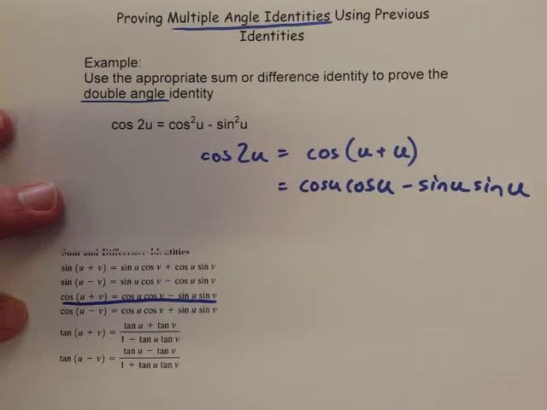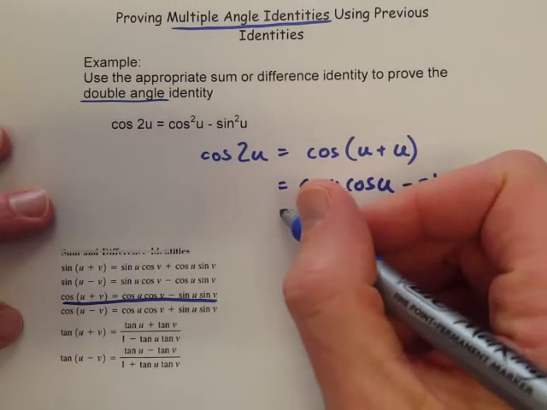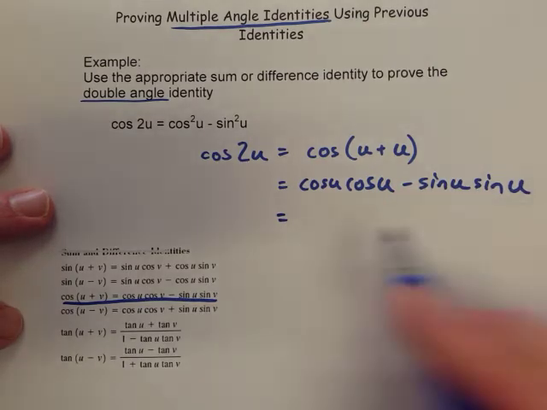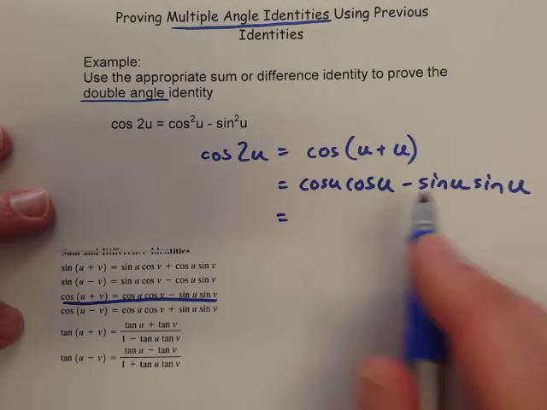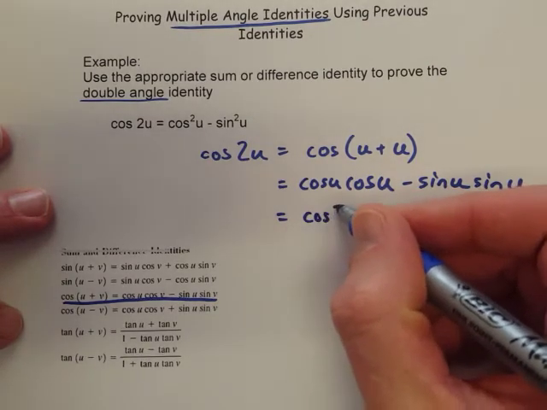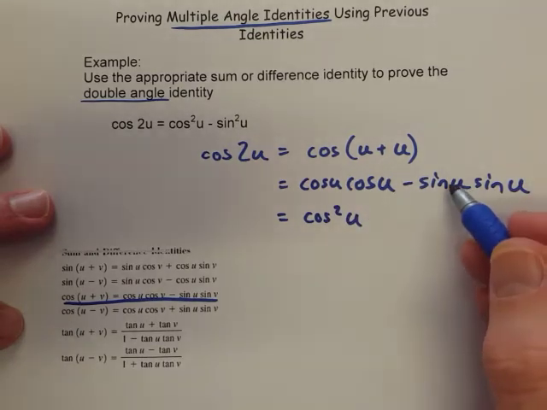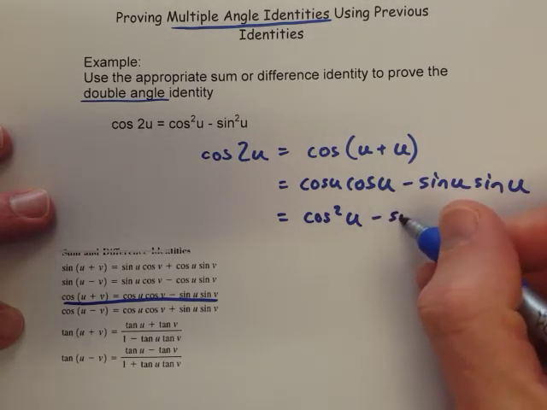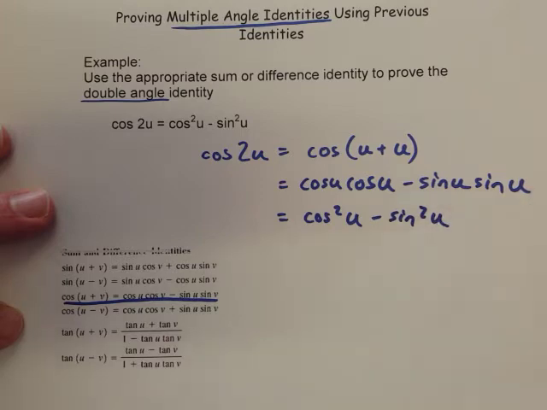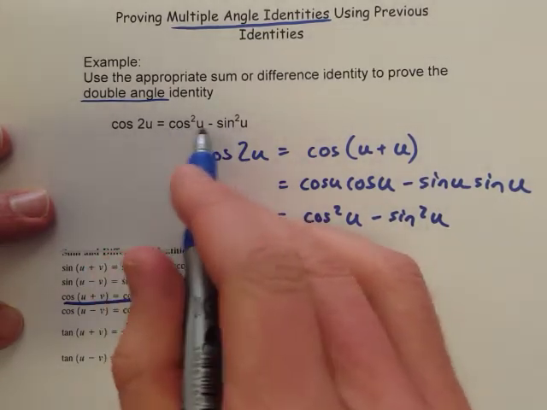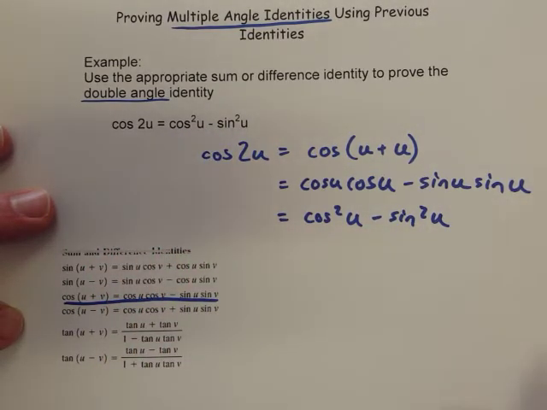Now, you might notice that we're actually almost done with this problem. The only other thing we need to do is notice that cosine times cosine is cosine squared, and sine times sine is sine squared. And that is what we were trying to prove. That's the right-hand side of that problem.